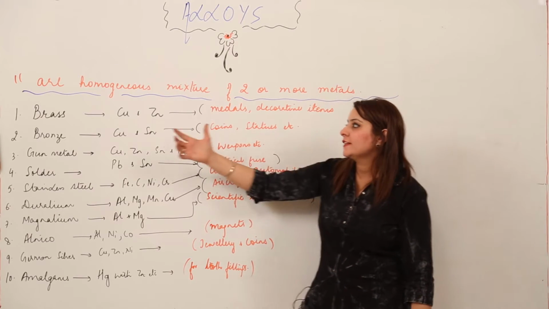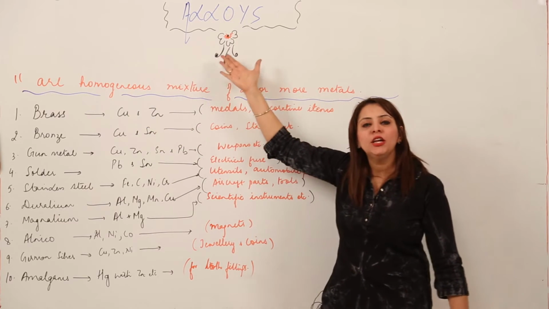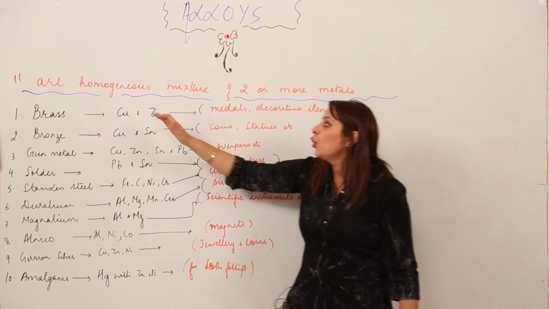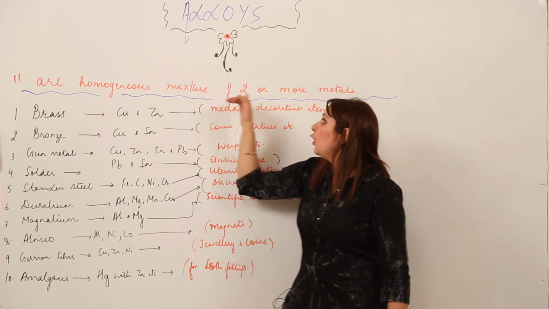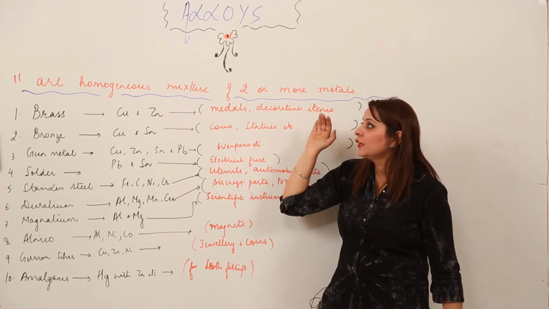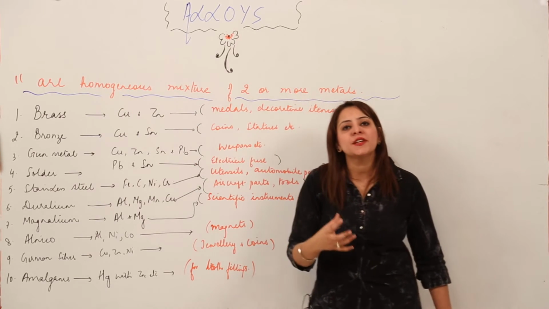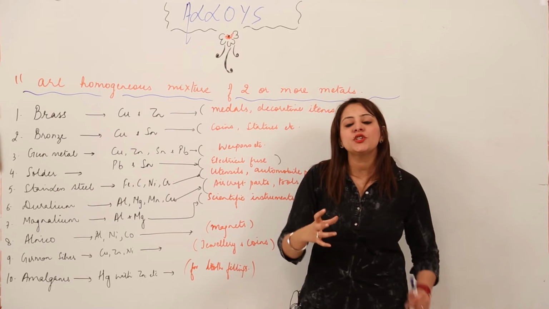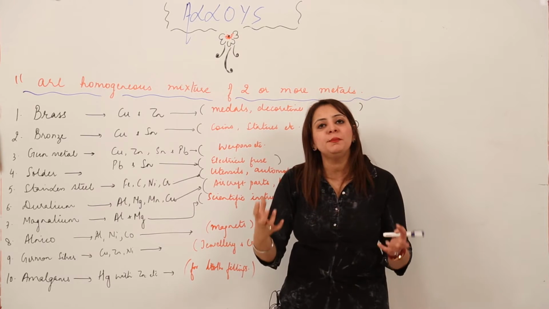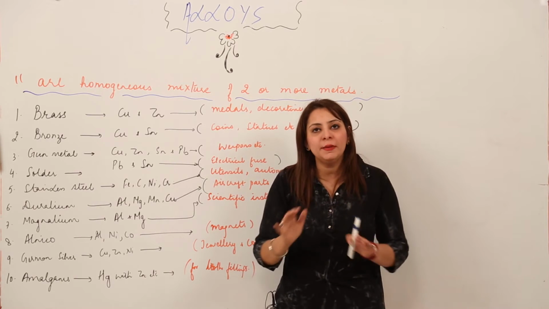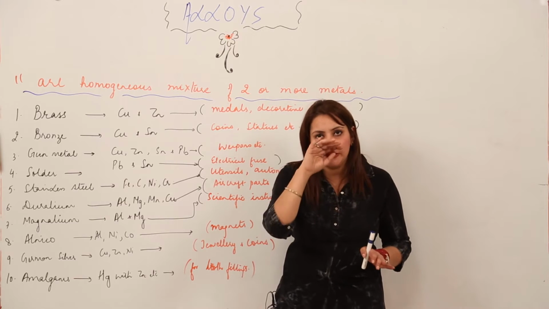Now see alloys, right? So what are actually alloys? Alloys are homogeneous mixture of two or more metals. Now what do you mean by the term homogeneous? Homogeneous mixture, you know what is mixture? In which the two or more substances are simply mixed in any ratio, not chemically combined. You are well versed what actually the mixture is.